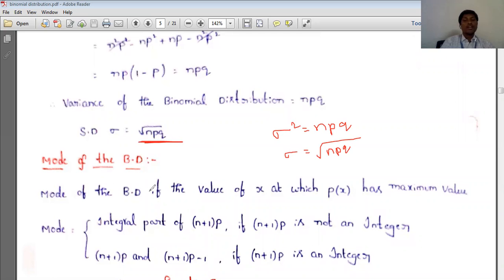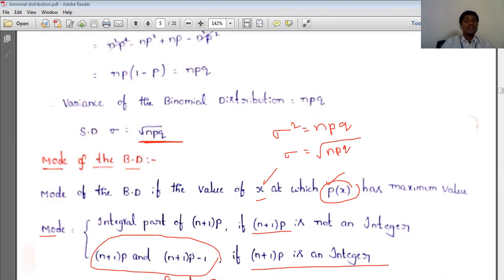And next, the mode of the binomial distribution. What is the meaning of that? It is the value of x at which p of x is maximum. At which value of x the probability function is maximum, that value we call the mode. Here they give it directly. So for the mode we have to calculate n plus 1 into p. After finding that, if we get an integer, then the mode of the binomial distribution is n plus 1 into p and n plus 1 into p minus 1. So this is the mode.